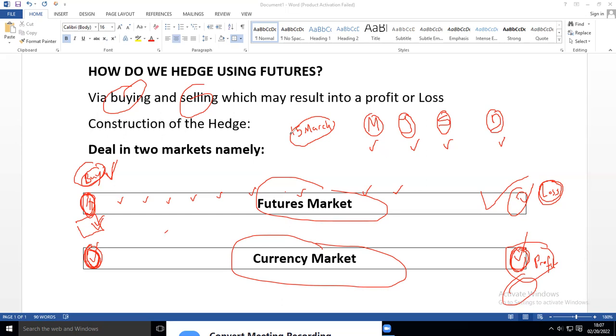So which will be the first futures to expire after the 15th of March? Can somebody tell us? We want to transact, our buying of currencies will happen on the 15th of March. Which one is the first futures to expire after the 15th of March? I'm waiting. The June ones. Come again? June. March. No, it's still March. They expire on the 31st of March.